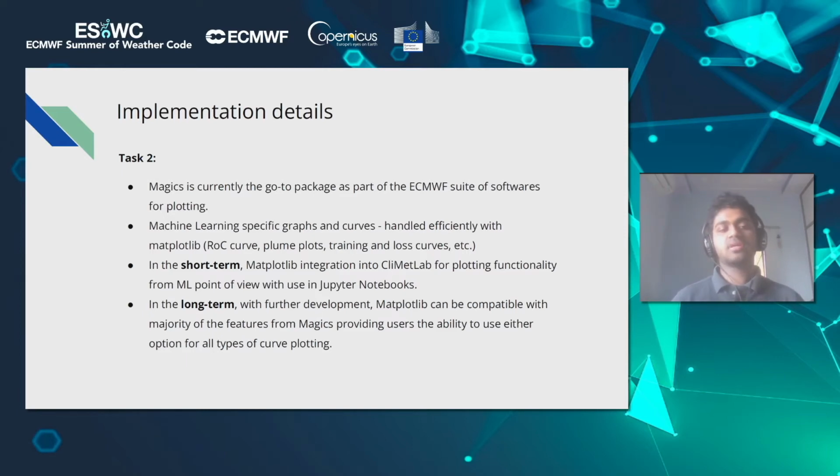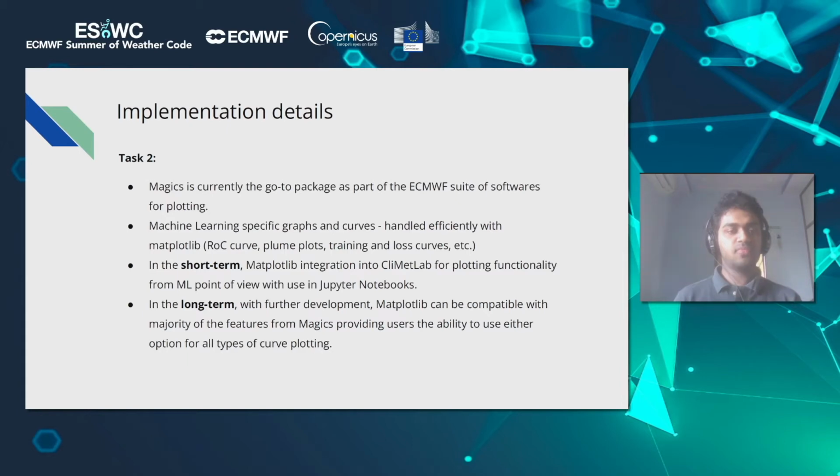But when it comes to machine learning, it's better handled with Matplotlib, as I mentioned, for ROC curves and plume plots. Magics was not initially developed with this machine learning functionality in mind. So adding these functionalities in Magics can be one task. But at the same time, since Matplotlib is much more mature for machine learning things, it's better to see if we can just use Matplotlib with CliMetLab.